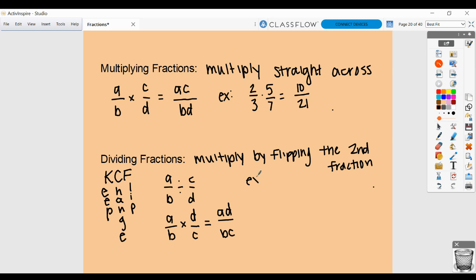So for an example, if I use the same one as 2/3 divided by 5/7, then I'm going to keep the first one, change the division to multiplication, and flip the second one. And you end up getting 14 over 15.